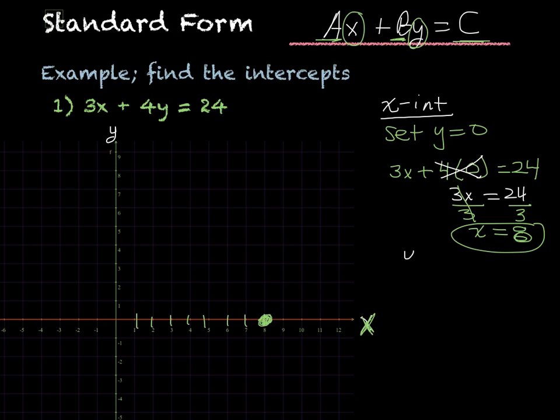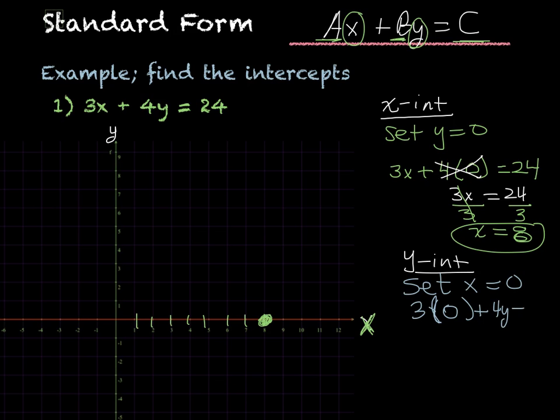Now if I want to find the y-intercept, so on this one I'm going to set x equal to 0, because I want to go up and down on my y. So I have 3 times 0 plus 4 times y equals 24. So that would be 0, and I have 4y equals 24. Divide by 4. So my y is equal to 6.